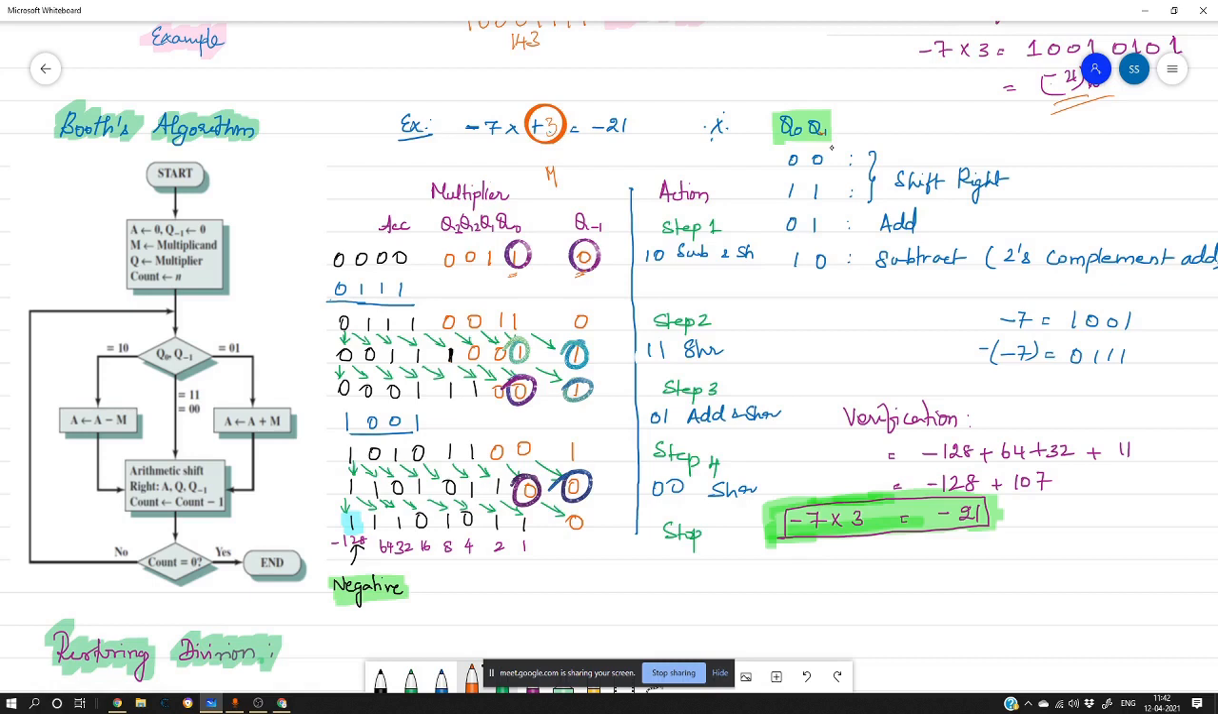What is the multiplicand here? I am asking what the multiplicand is. Guys, are you following me? Yes, ma'am. Okay, what is the multiplicand here? This is the example taken. Which one is the multiplicand?